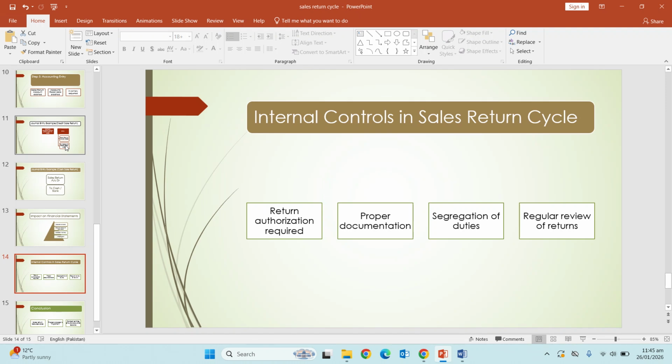So here are internal controls in sales return cycle to avoid fraud and mistakes. Companies use internal control in the sales return cycle. All returns must be properly authorized. Proper documents such as return notes and credit notes should be prepared. Different employees should handle receiving goods and recording entries. Management should also regularly review sales return reports.